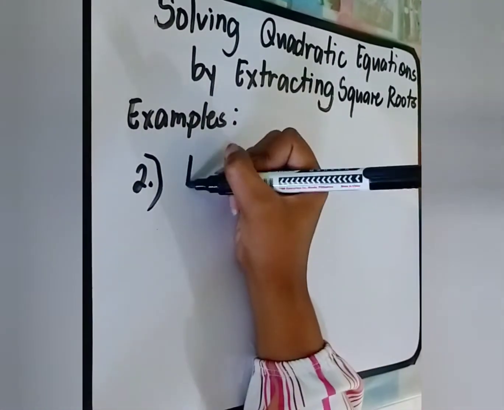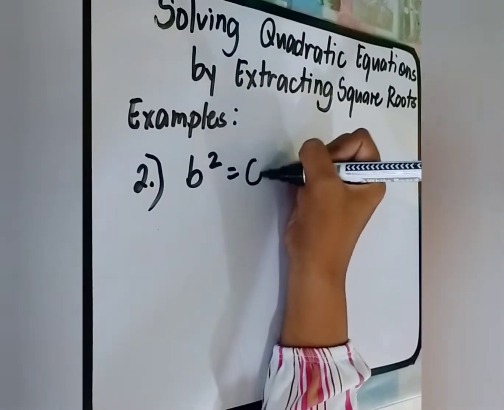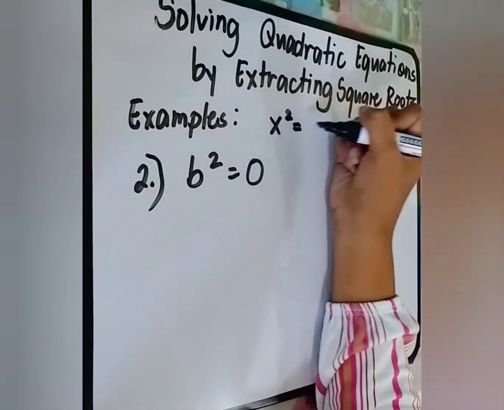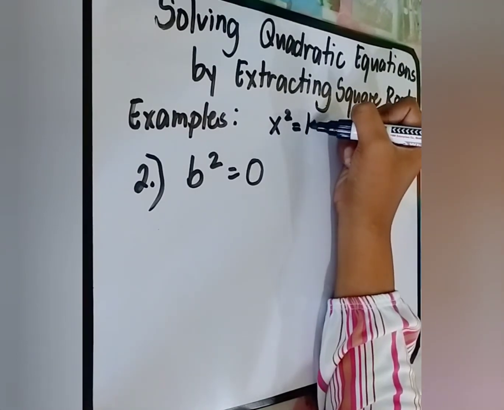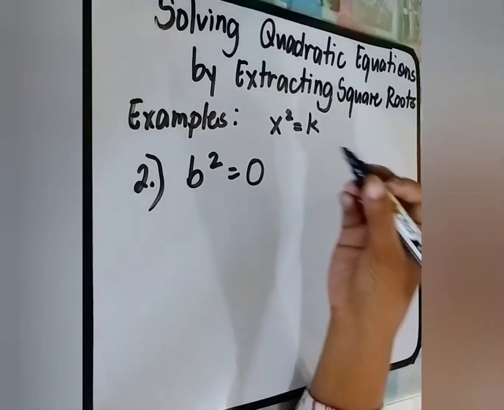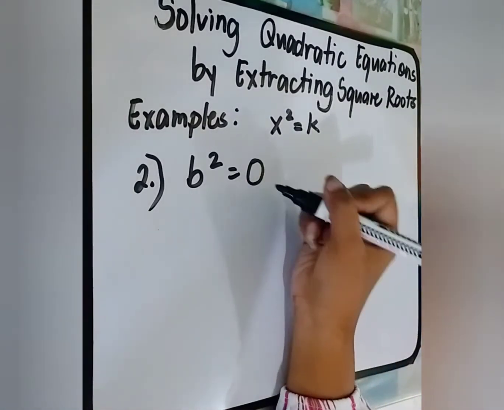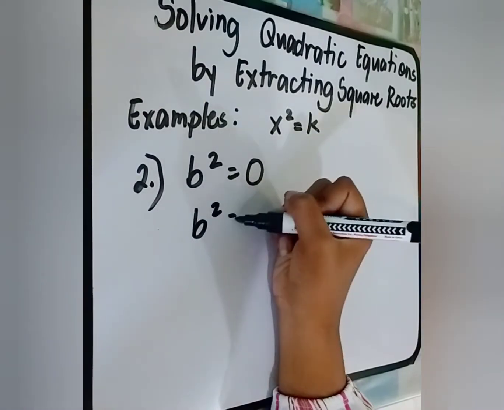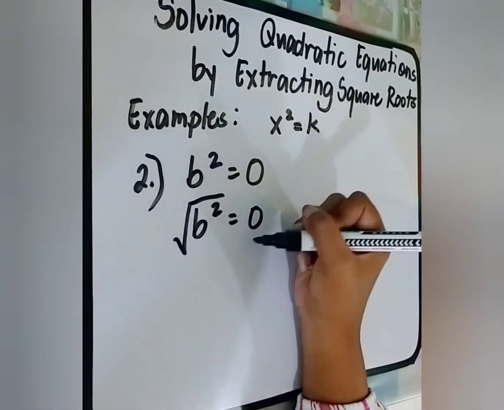Okay, let's have example number 2. Example number 2 is b squared is equal to 0. And we are going to transform that equation into x squared is equal to k. Remember the property number 2. If k is equal to 0, then our answer has one real solution.